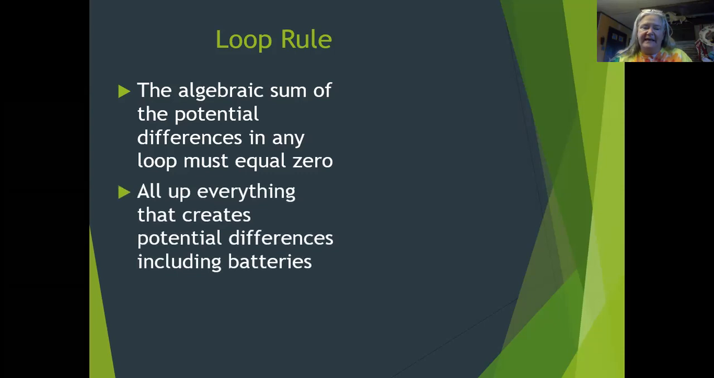So what that means is you add up everything that creates potential, and then it has to add up to 0 if you start and end in the same spot. The trick here is getting the signs on things correct. So we're going to assign sign conventions. Like I already said, current flowing in is plus, current flowing out is minus. That's my decision. They have to be opposite signs.